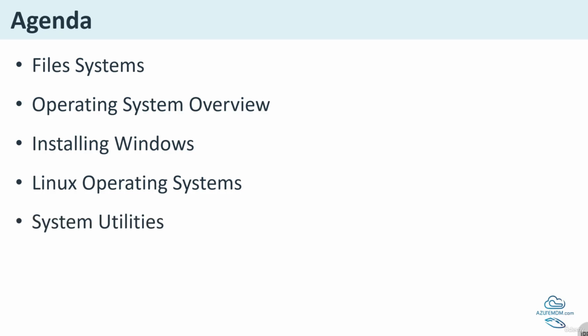System utilities. These are built-in tools that help manage and optimize the operating system. Examples: disk cleanup, task manager, antivirus, etc. They perform tasks like monitoring the performance, fixing the errors, and backing up data, keeping the system running smoothly.